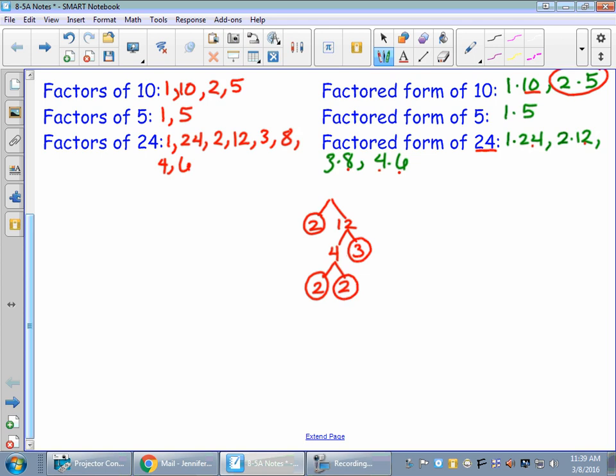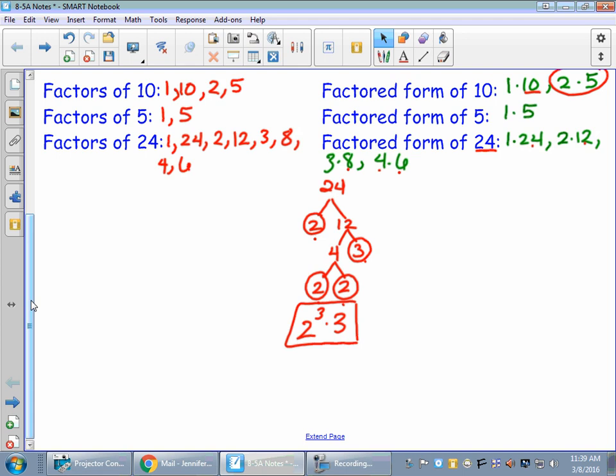So in this factor tree of 24, when I completely factor it, I have 2 times 2 times 2 times 3. So we could write that as 2 cubed times 3. And if you type that into your calculator, you would get 24. So let's look at another factor tree.